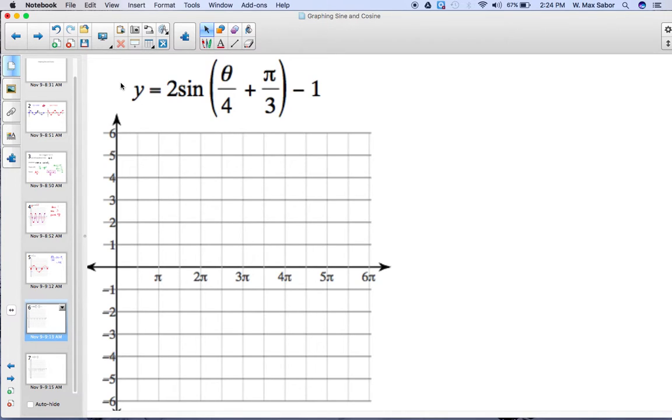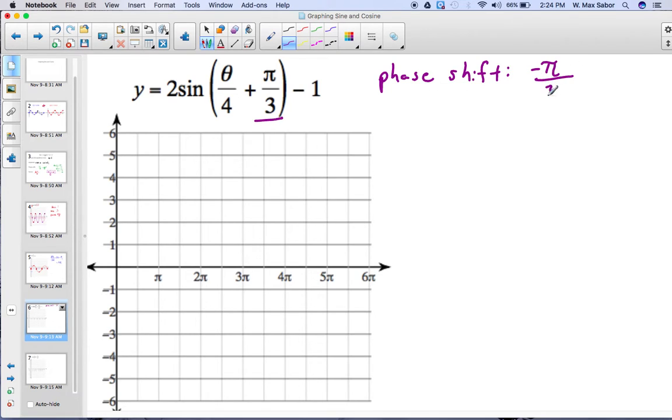Graphing sine and cosine becomes much harder when we have phase shifts. So here we have a phase shift based off of pi over 3 and theta over 4. Specifically, our phase shift is negative c over b, which is negative pi over 3 divided by 1/4, or negative 4 pi over 3.